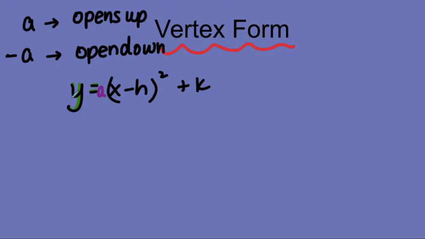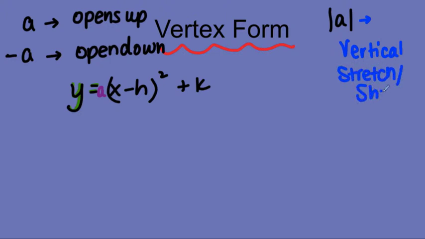Now, a will also tell you, actually the absolute value of a will tell me if it is a vertical stretch or shrink. And you probably learned those terms in Algebra 2 as well. So stretch is going to make it longer and narrower, so this would be a stretch closer to the y-axis, whereas shrink would be getting farther away from the y-axis, so a little bit wider. What's really nice about vertex form is you can see the vertex as constants in the equation. Remember, a constant's just a number. So my vertex is going to be (h, k).